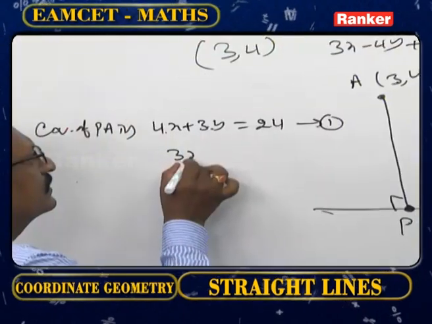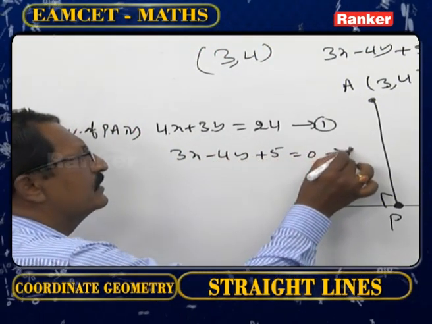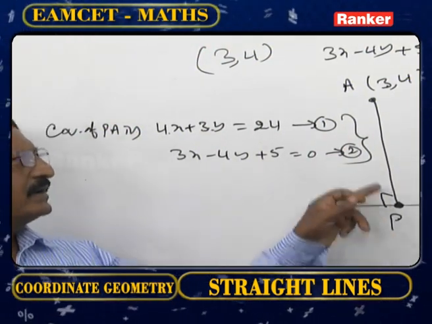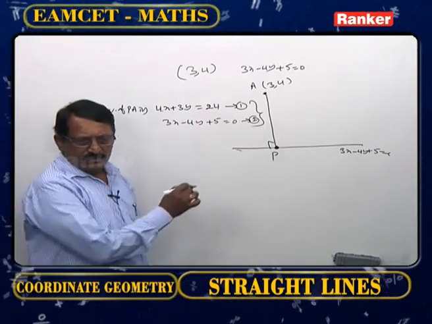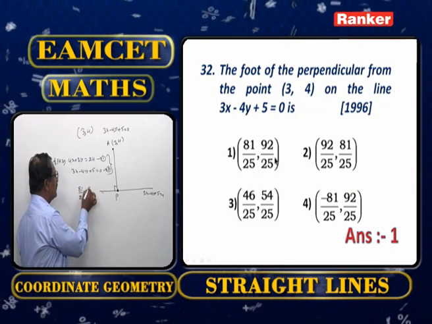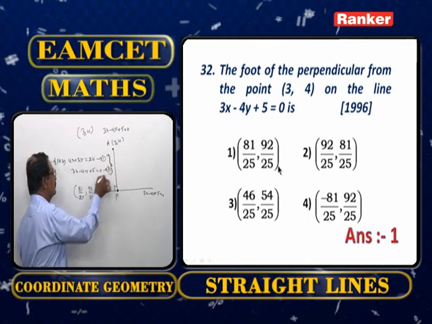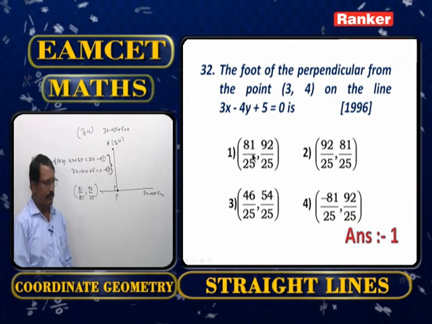The given line 3x minus 4y plus 5 equals 0 is the second equation. Solving the two equations, we get the foot of the perpendicular of the given point on the line. That is option 1. We get 81 by 25, 92 by 25, the point of intersection of these two lines. The first option is correct.